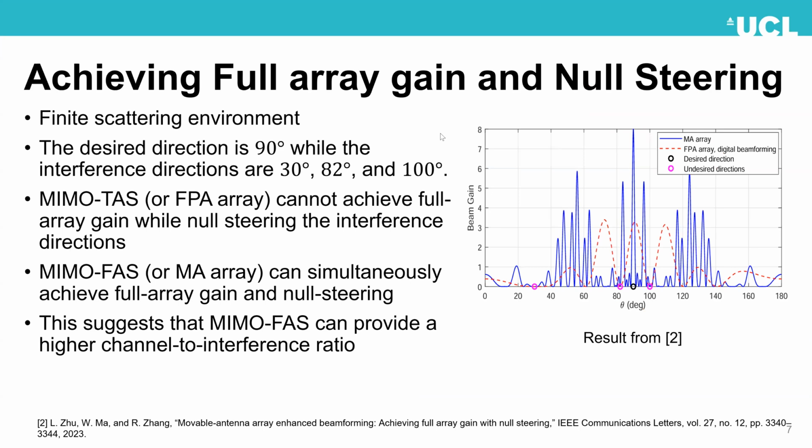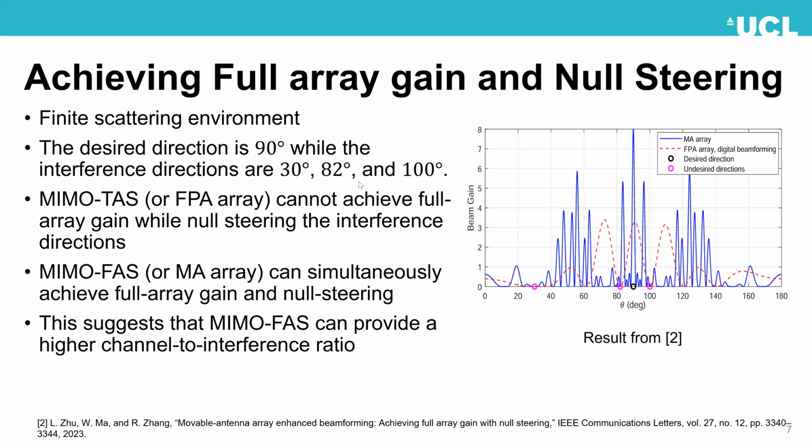And next, I would like to share some very interesting results. So one of the results is that MIMO-FAS can achieve full array gain and no interference, and this is discovered by the reference here. Okay, so to see this, let us consider a finite scattering environment, and also let us consider a specific realization where the desired direction is 90 degrees, and the interference directions are 30, 82, and 100 degrees.